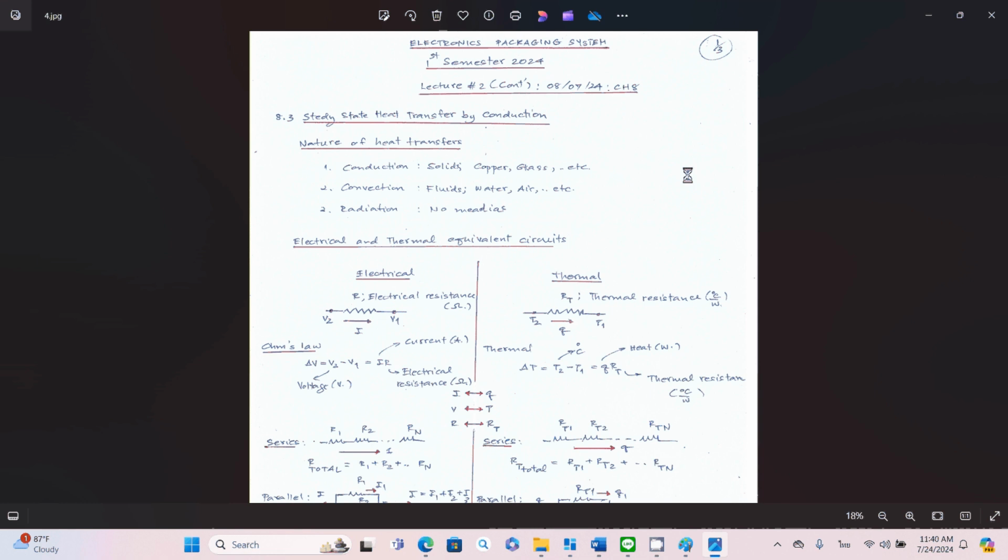You can see that the sun can transfer heat from the sun to the earth through a vacuum. You don't have anything, so you have no medium. That's the radiation.